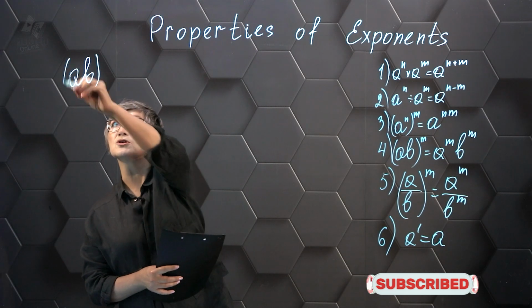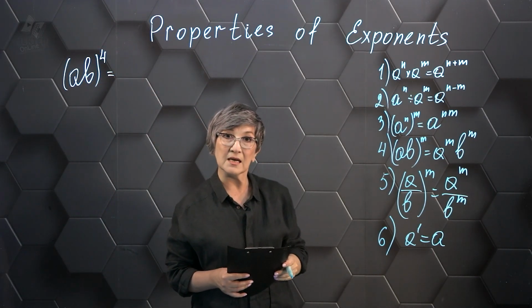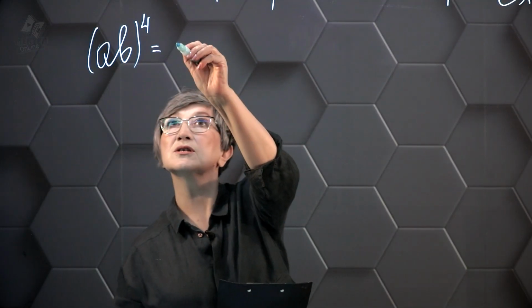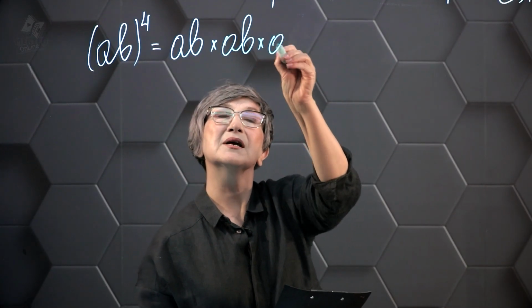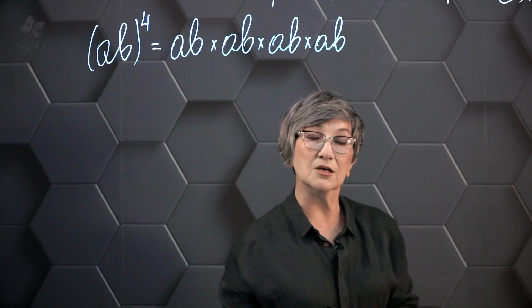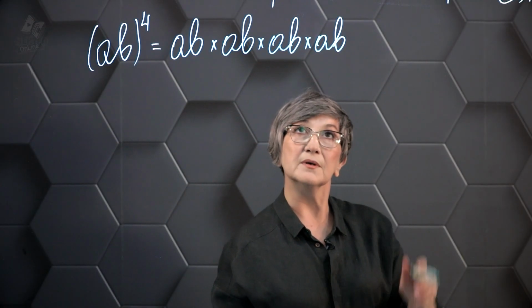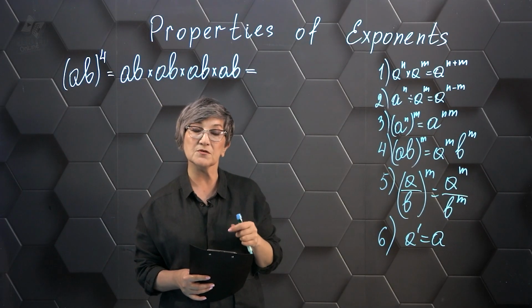(ab) is of degree 4. Using the properties of the definition of degree, we have to write (ab) and find the product of 4 multipliers, each of which is equal to ab. Now let's transform our expression and use the transposition property.